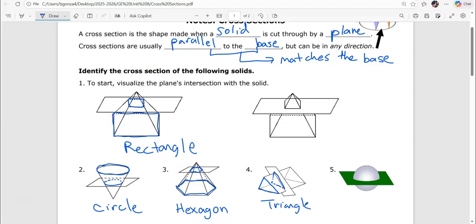Okay, and then number 5. By the way, you know what the name of a ball shape is? Sphere. So it's like fear with an S. Sphere. So if you cut that sphere, what do you get?